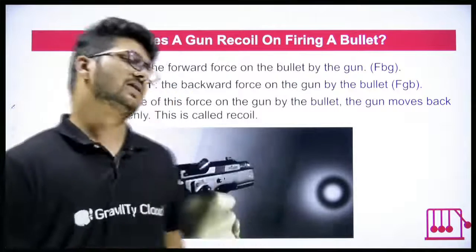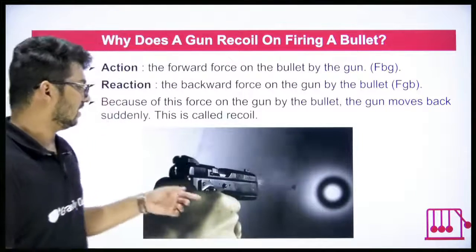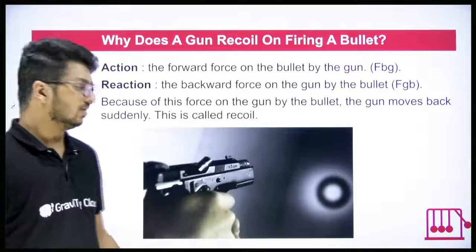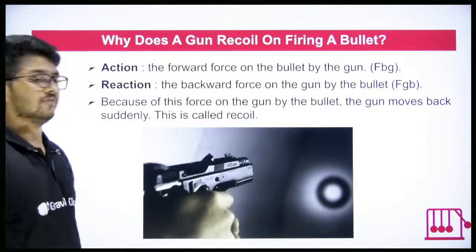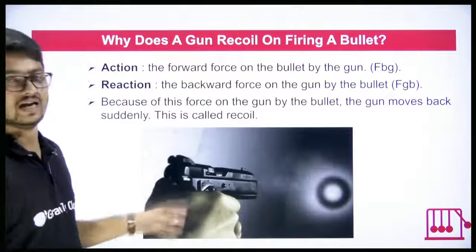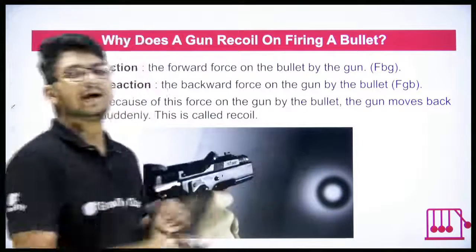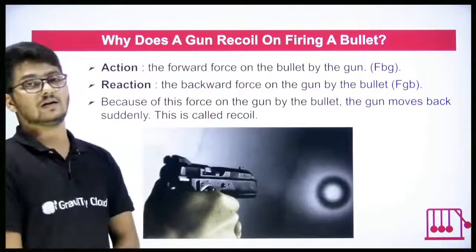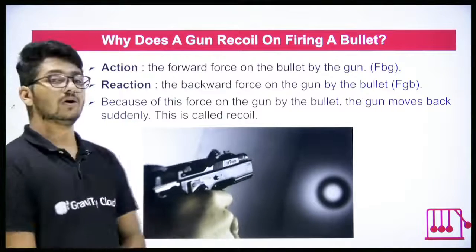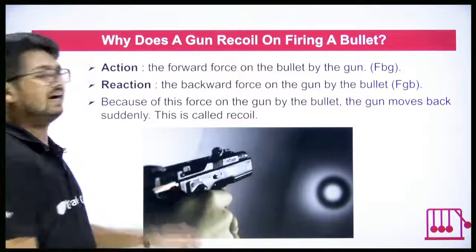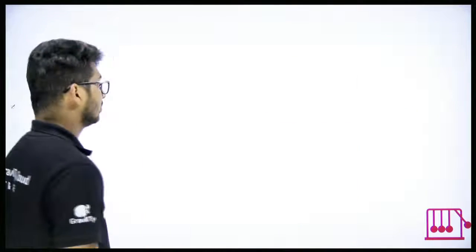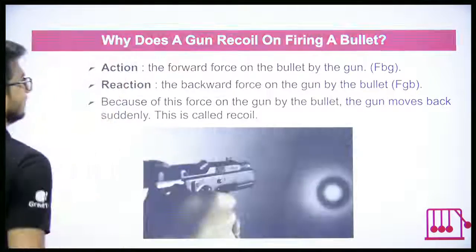Now another such example is this. Here you see the gun is firing a bullet. The bullet went forward, but the gun is coming back. We call that motion of the gun as recoil. Coming back is called recoil. So why does the gun recoil? For that, let's try to understand. Let's identify the objects.